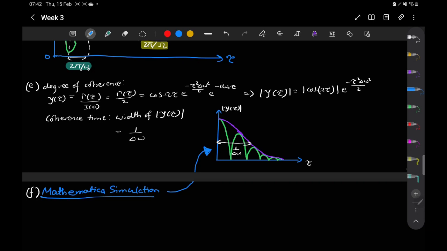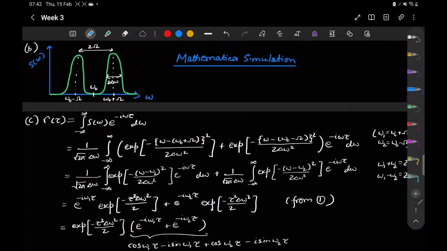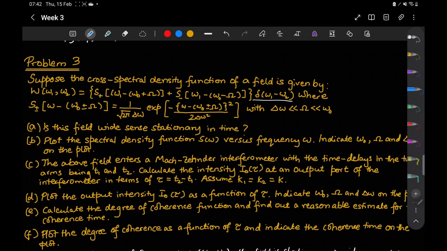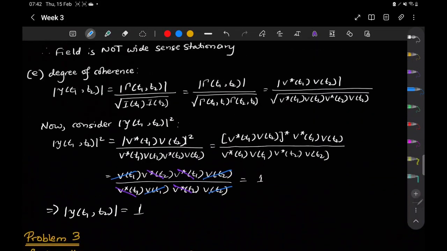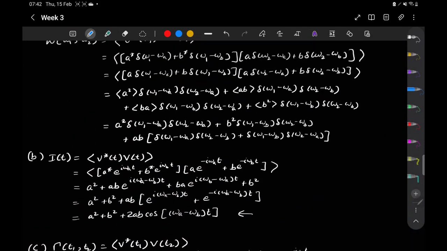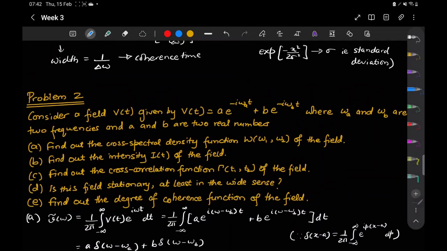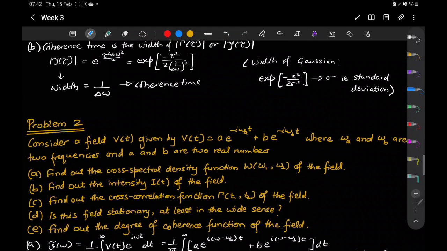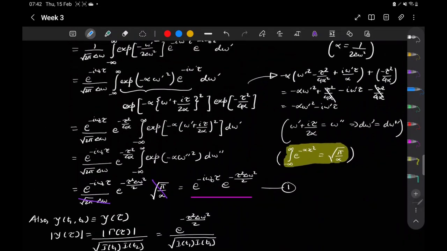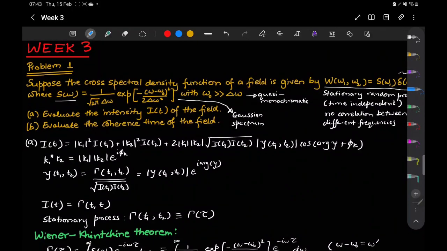So this brings us to the end of week 3. We looked at questions involving the Mach-Zehnder interferometer and the intensity at the output port of the Mach-Zehnder interferometer, and also found the cross correlation functions and the degree of coherence functions. And the coherence time.